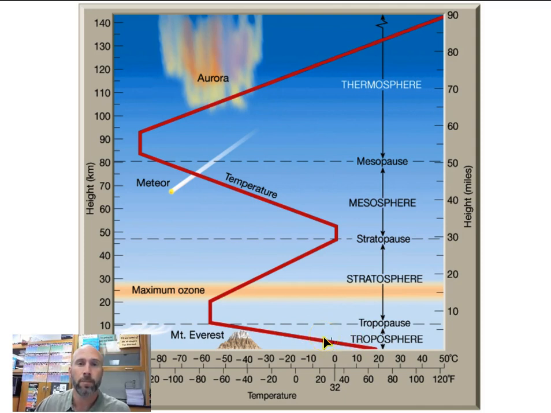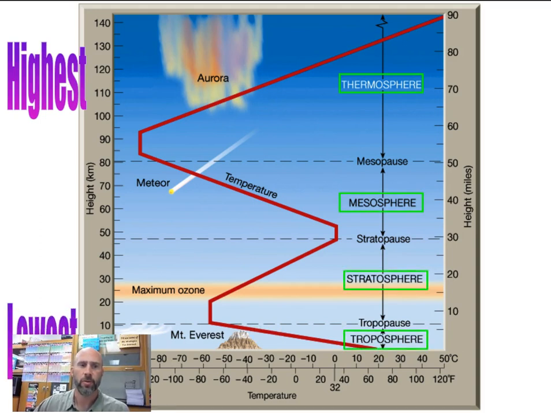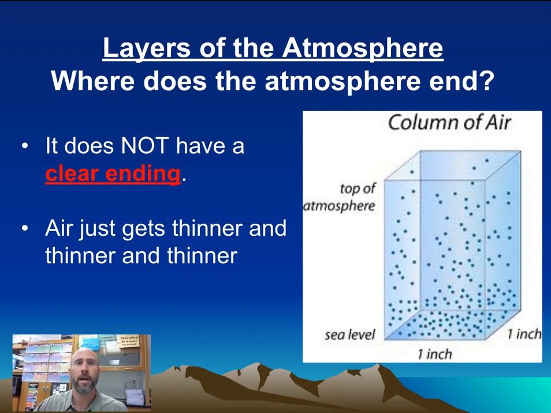So for our purposes, as you rise up into the atmosphere, it gets cooler. Okay, that's kind of what we're going to focus on. All right, so then there's your different layers as you go through from top to bottom. Now, where does the atmosphere end? Well, it doesn't really have a clear ending because it's a gas.